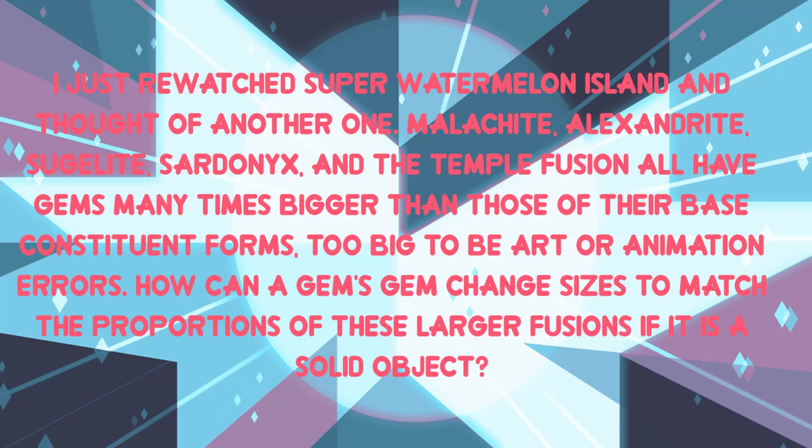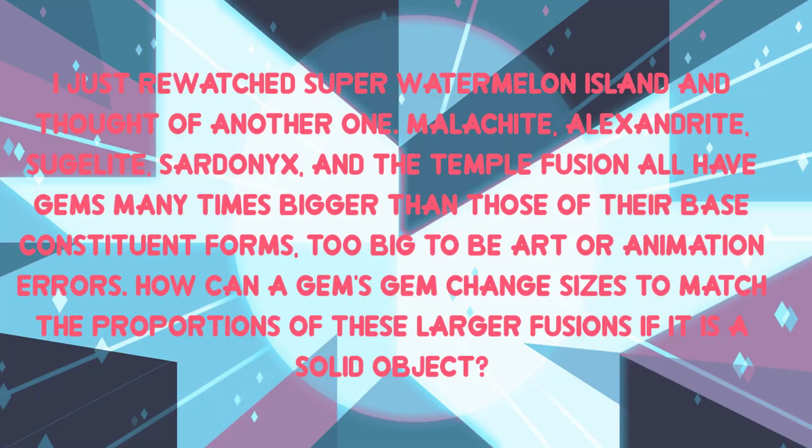I just rewatched Super Watermelon Island and thought of another one, which leads me to assume that you have left questions for me before, but I do not remember them. I apologize. Malachite, Alexandrite, Sugilite, Sardonyx, the Temple Fusion all have gems many times bigger than those of their base constituent forms. Too big to be an art or animation error. How can a gem's gem change sizes to match the proportions of these larger fusions if it is a solid object?